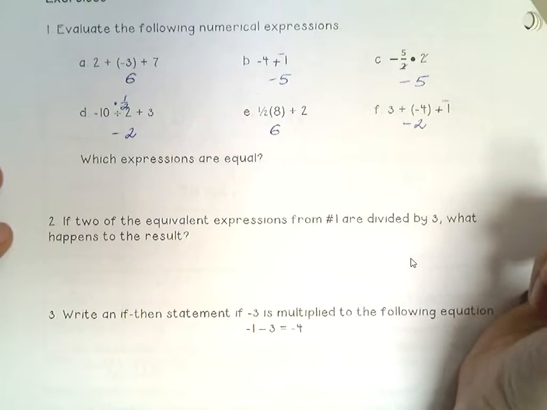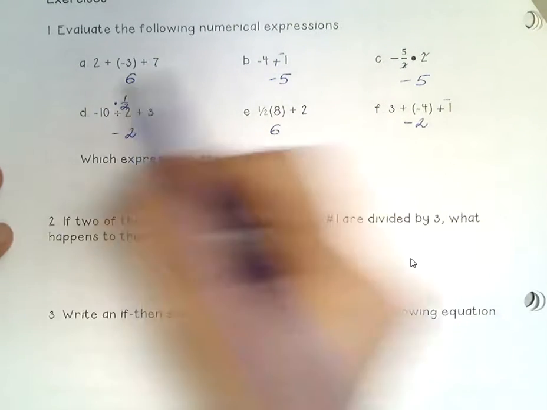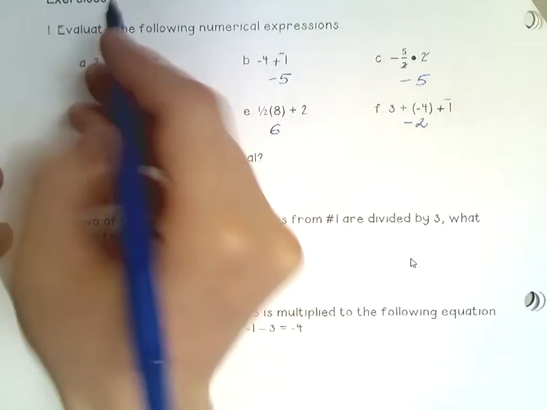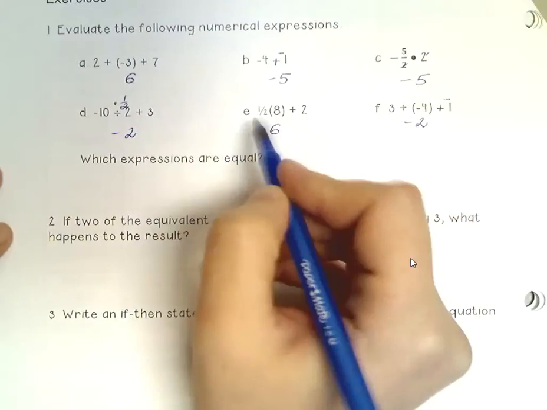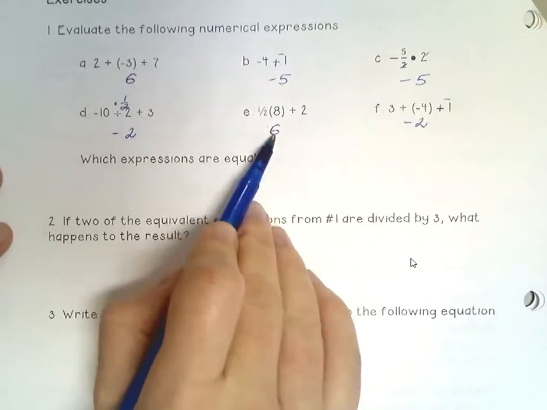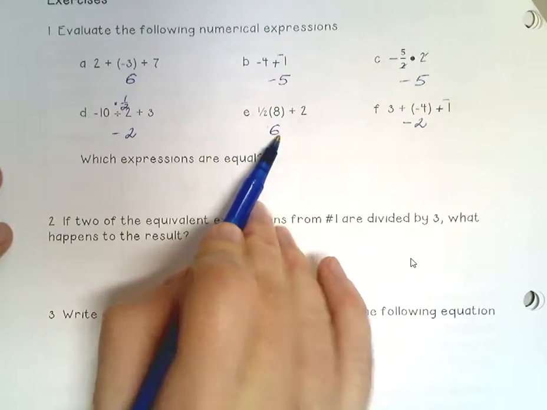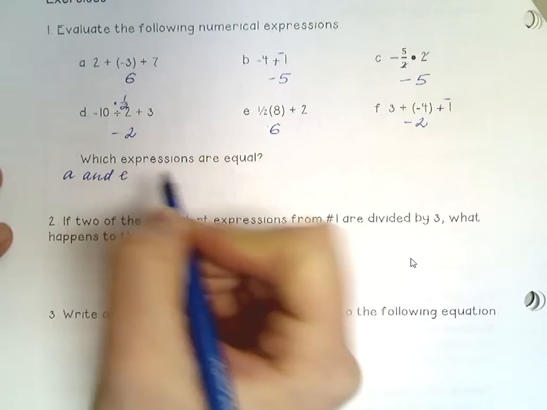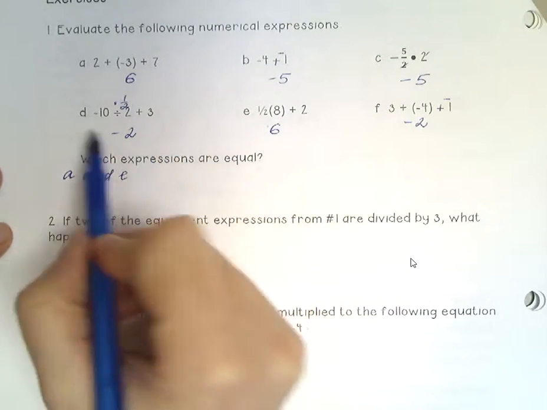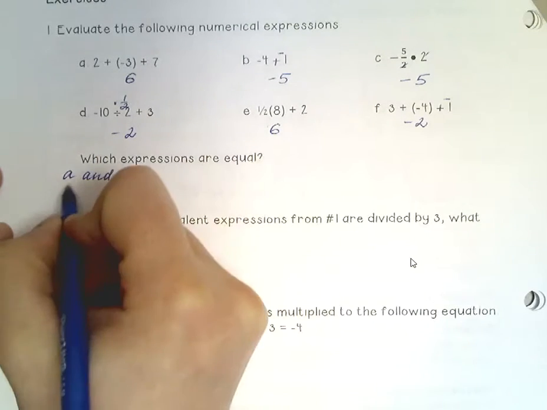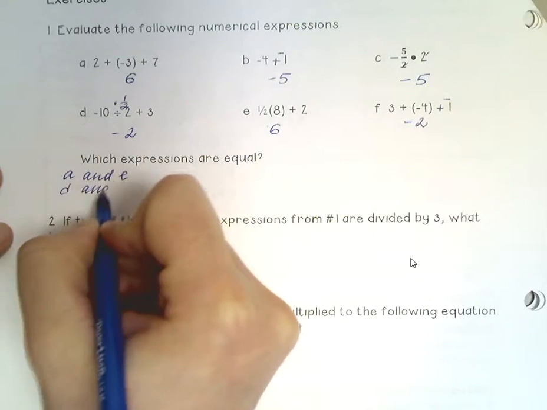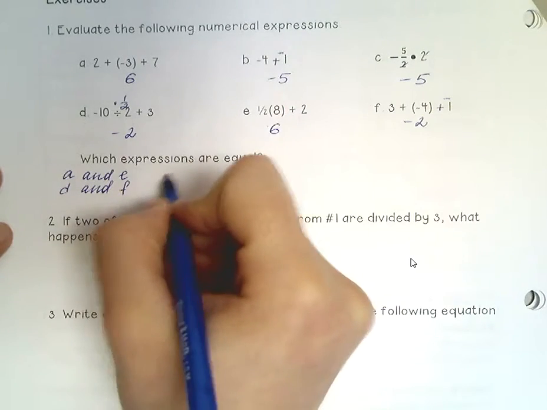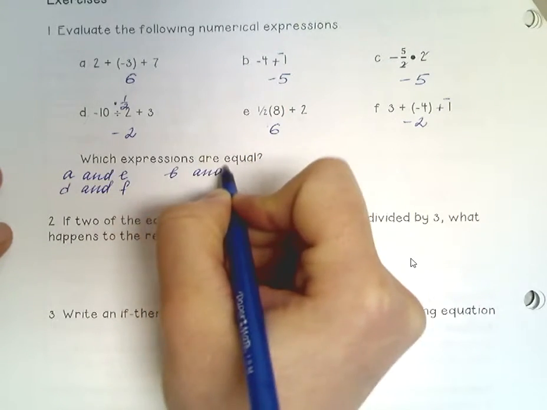Which expressions are equal? So we are looking at this 6, and we need to put them together. So A equals E, because they both result in 6. So we can say A and E. Then we have D and F, and we have B and C.